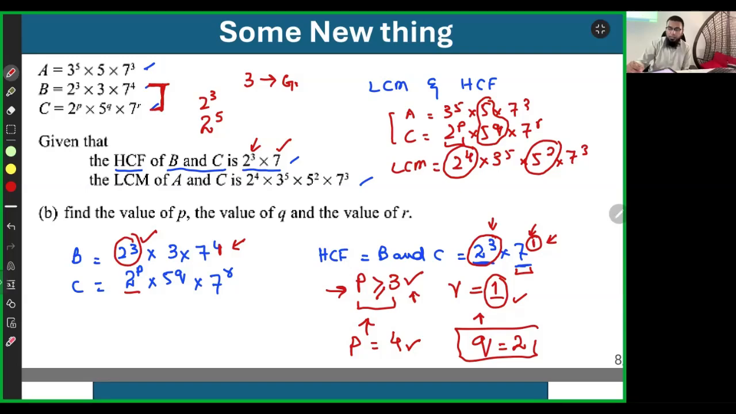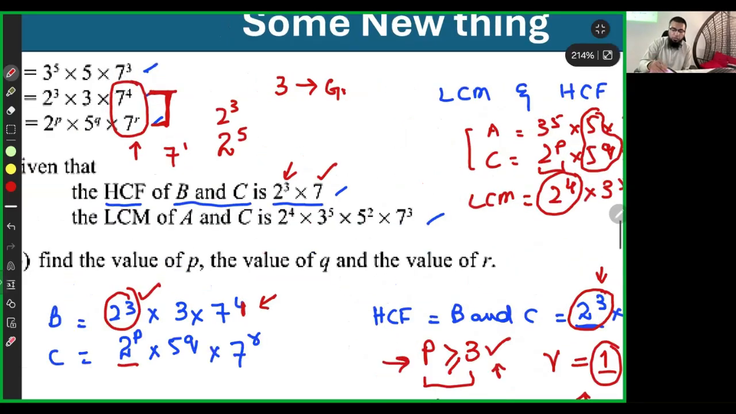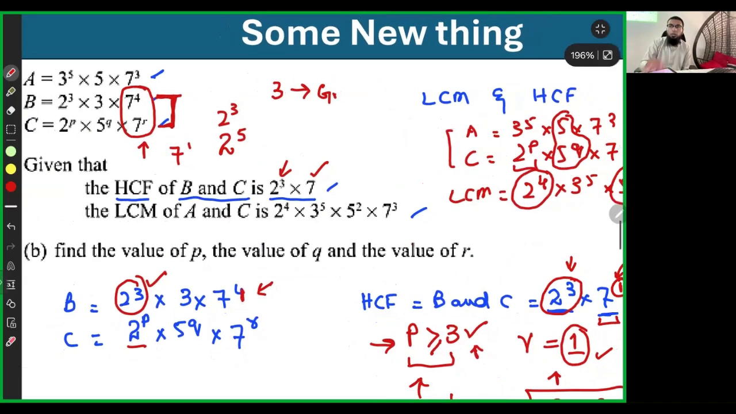तो वो आगे इंफॉर्मेशन यहां से। और दूसरी इंफॉर्मेशन क्या थी हमारे पास? बी एंड सी का HCF क्या बन रहा था? 2 क्यूब टाइम्स 7। यहाँ पे इन दोनों में बी और सी था ना, ये HCF आ रहा है 7 raised to the power 1। अब यहाँ 100% श्योरिटी है कि जो R की वैल्यू है 1 होगी। क्यों?